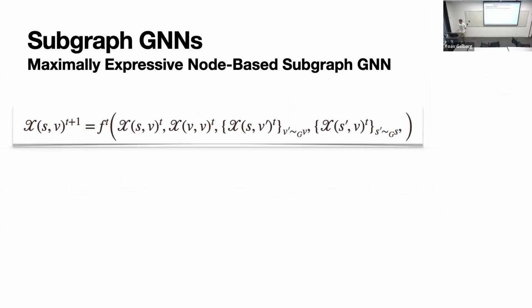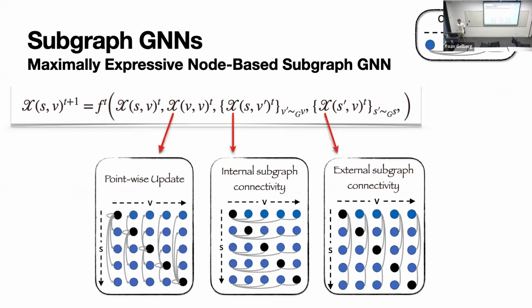To provide some intuition on what it actually does, it does three types of aggregation. The first one is called the pointwise update, and it sends information from the marked node, or the root node, to all the nodes in its column. It also does what we term internal subgraph connectivity, which is basically like copying the original graph n times. And there's also the external subgraph connectivity, which is like the internal subgraph connectivity when you fix the grid and transpose the edges.